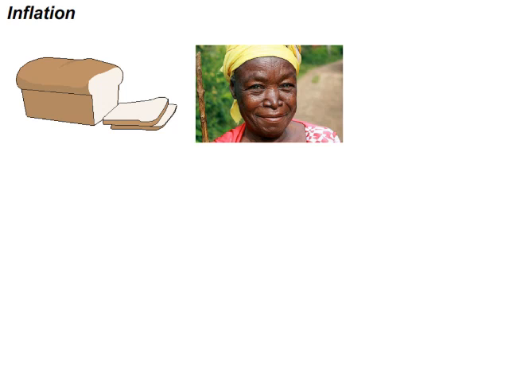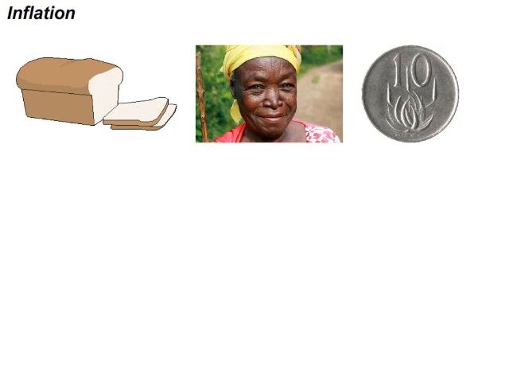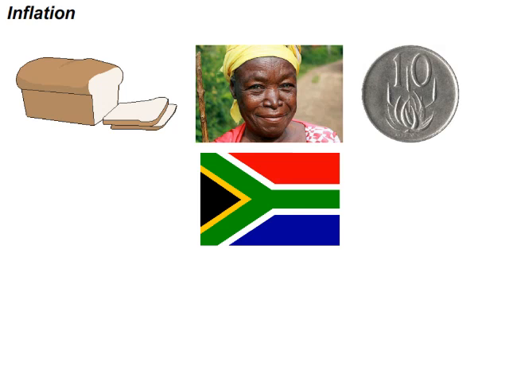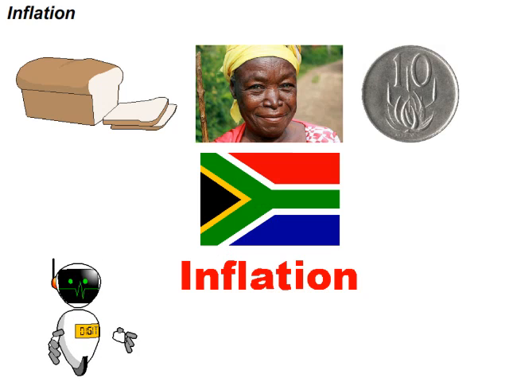Each and every year, prices of basic goods and services have a habit of increasing. 70 years ago, my granny paid 10 cents for a loaf of bread. Now, she can't even buy the same loaf for the same price. To an average South African, this concept is known as inflation. What is inflation?